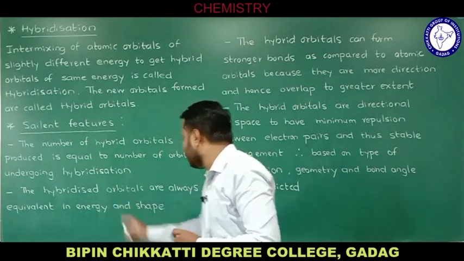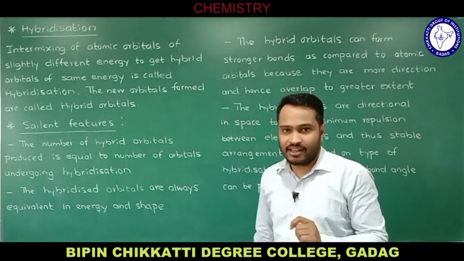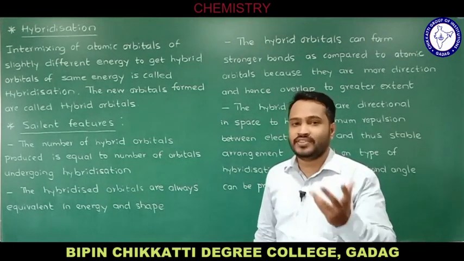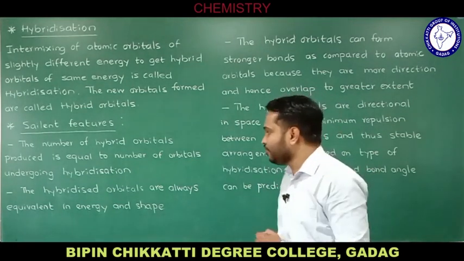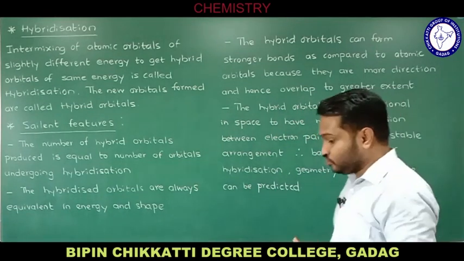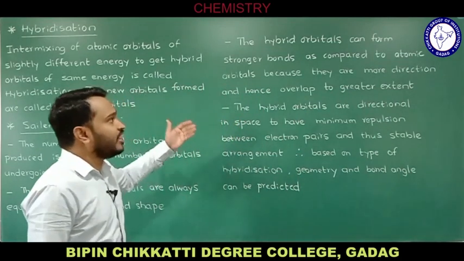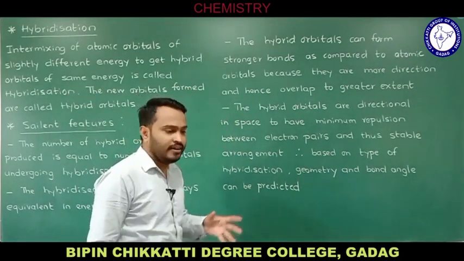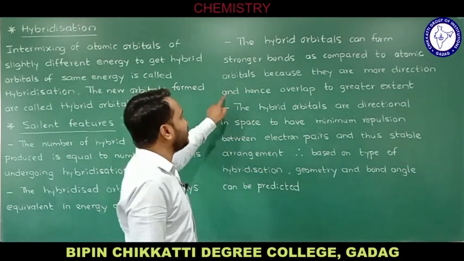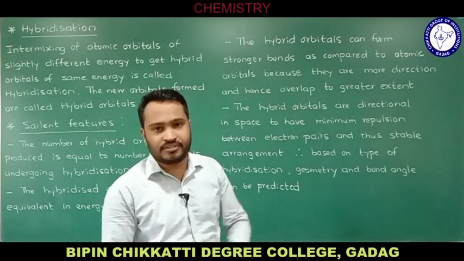The hybrid orbitals are always equivalent in energy and shape. After getting the hybrid orbitals, there is no variation in energy as well as shape. Identical or equivalent energy and shape. The hybrid orbitals can form strong bonds. If you compare atomic orbitals and hybrid orbitals, the stronger ones are the hybrid orbitals because they are more directional in nature and hence overlap to a greater extent.